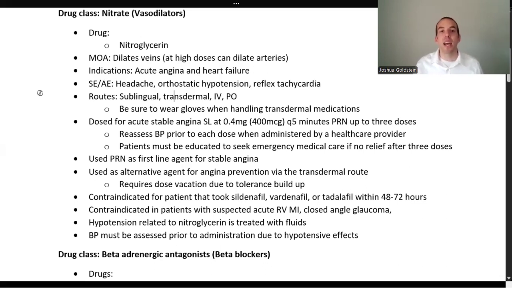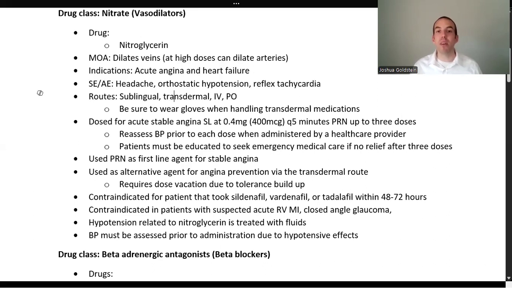Next, nitroglycerin is contraindicated if the patient took sildenafil, vardenafil, or tadalafil. You may know those better as Viagra, Cialis, Levitra within the last 48 to 72 hours. Nitroglycerin is contraindicated if the patient is having a right-sided MI or has closed angle glaucoma. You may not know about the closed angle glaucoma. You may not even know about the right-sided MI unless you've done an ECG already, and you know how, and someone that knows how to look at it has said that it's possible right-sided MI.